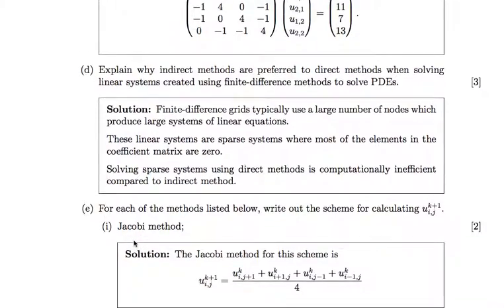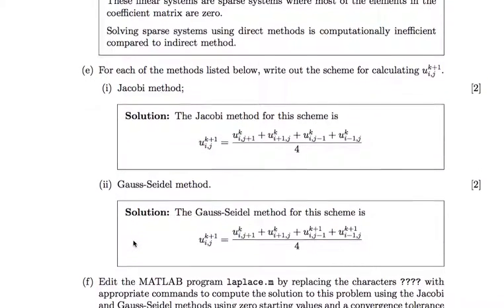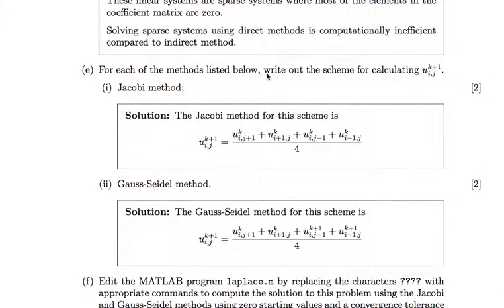Okay. Question E. For each of the methods listed below, write out the scheme for calculating U_ij^(k+1). Now this k plus 1 means what is our value of our next estimate of the solution. Okay, so U^k is the value of the current estimate of the solution. Now the Jacobi method is very simple.